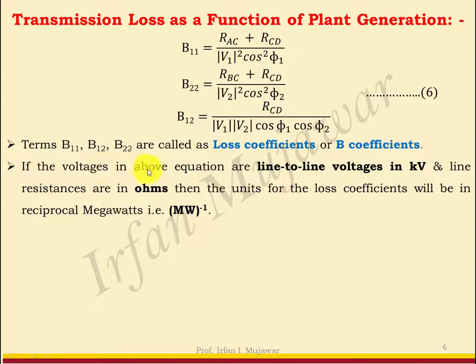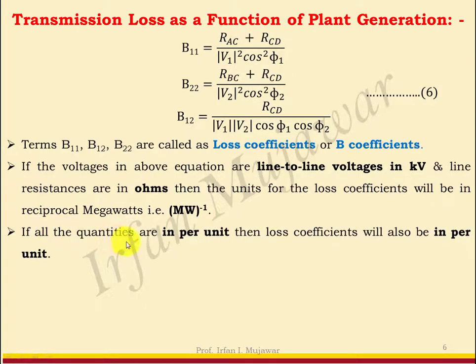If the voltages in the above equation are line to line voltages in kV and line resistances are in ohm, then the units for the loss coefficients will be reciprocal megawatt, that is megawatt raised to minus 1. So if we assume the SI unit, then B coefficient will have a unit of watt raised to minus 1, but practically in power systems voltages are in kV. So if you take the square of kilo, it will be mega. Therefore B coefficient will have a unit of megawatt raised to minus 1.